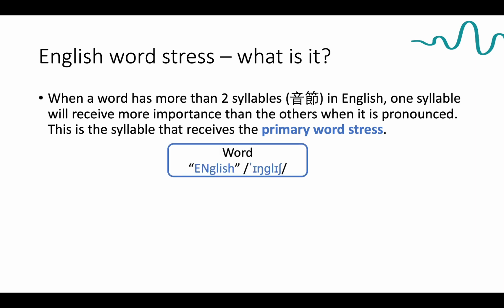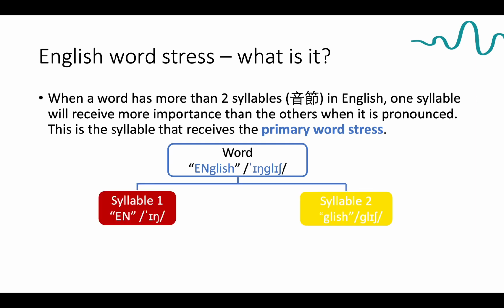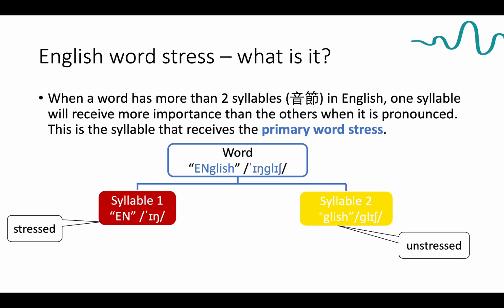Let's take the word English. For example, this word has two syllables, Eng and glish. When listening to this word, you may notice that the vowel in the first syllable, Eng, is louder, longer, and at a higher pitch than the vowel in the second syllable, glish. So the first syllable is stressed, and the second syllable is unstressed.